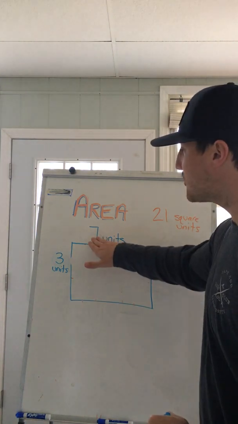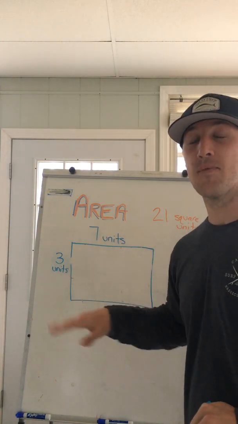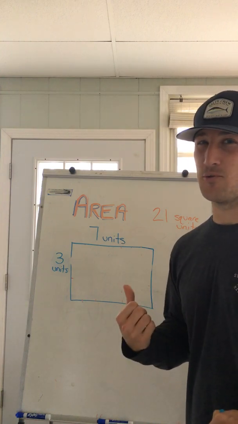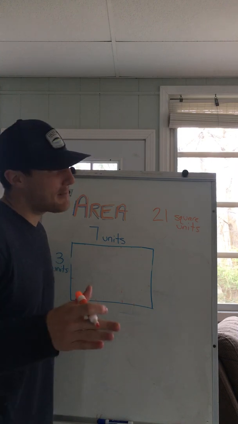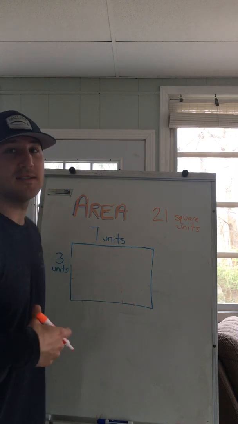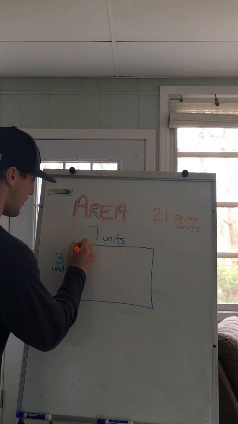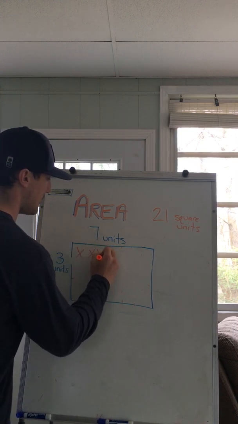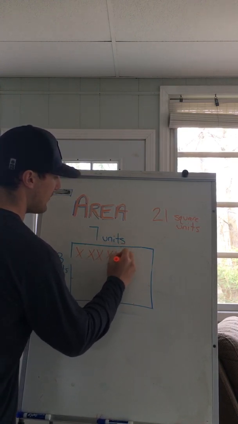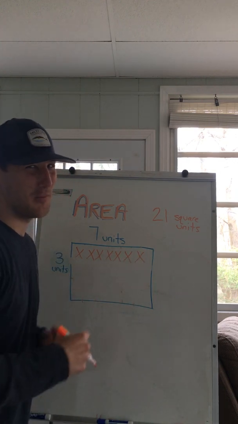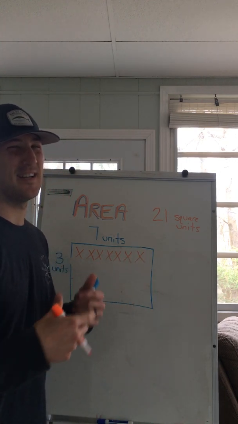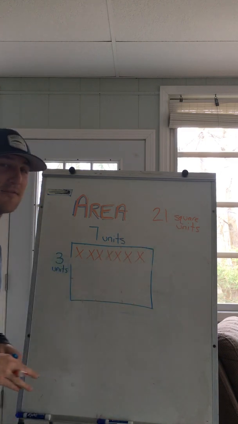However, we could also use this information to make an array. So I'm going to show you how we could do that. It's going to be very similar to what we just did. So again, I know that I have 7 units across the top, and I'm not too great at making squares, so I'm just going to do 7 x's across the top. 1, 2, 3, 4, 5, 6, 7 x's across the top. And again, I tried my best to fill up the whole area because area is the whole space on the inside of a flat shape.